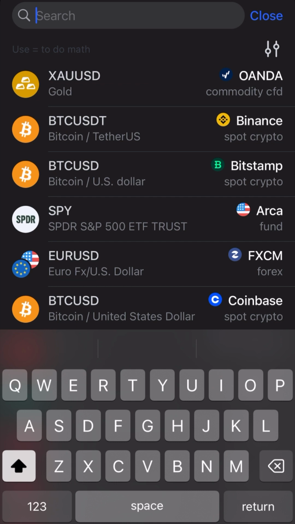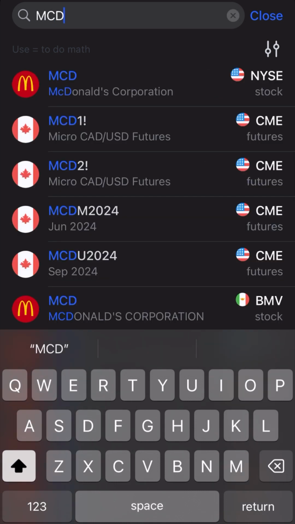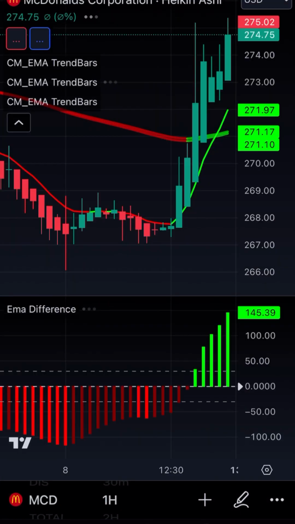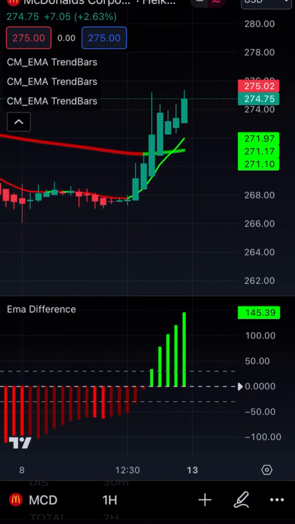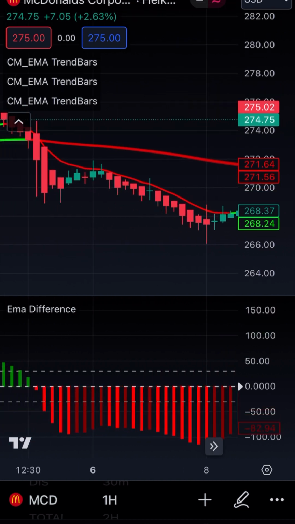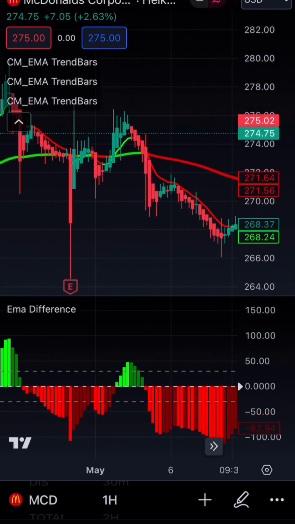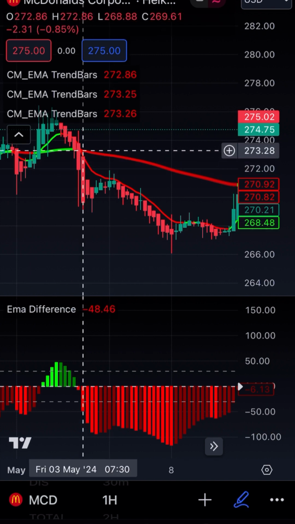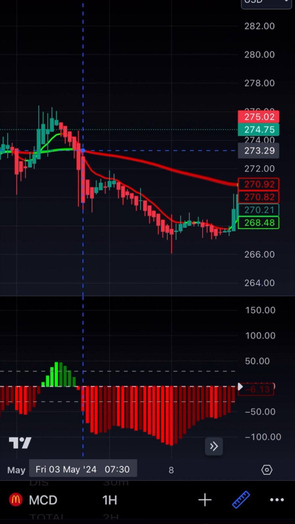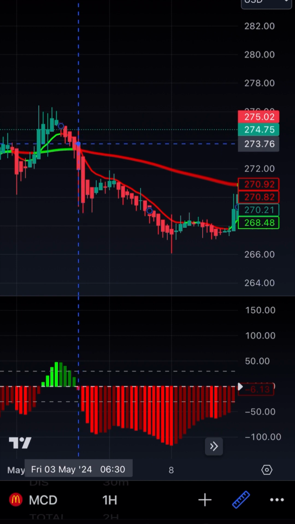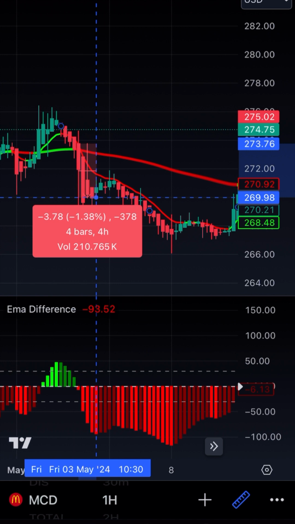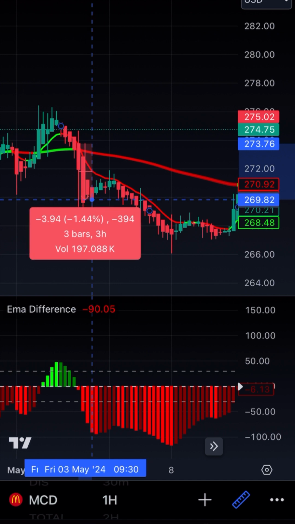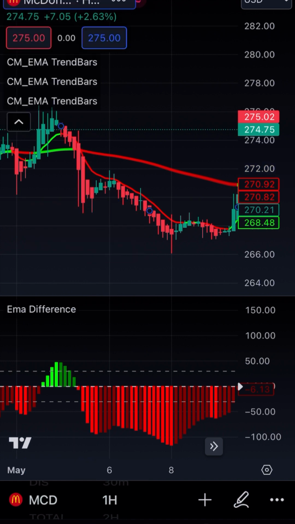Let's find some simple stocks. Let's do McDonald's here. I'm going to look at a couple. Now, McDonald's here probably wouldn't give you that much, but here's McDonald's right here at cross red. And you could actually come in right here to here. This is a 3-hour move. This is about a $400 move in 3 hours.